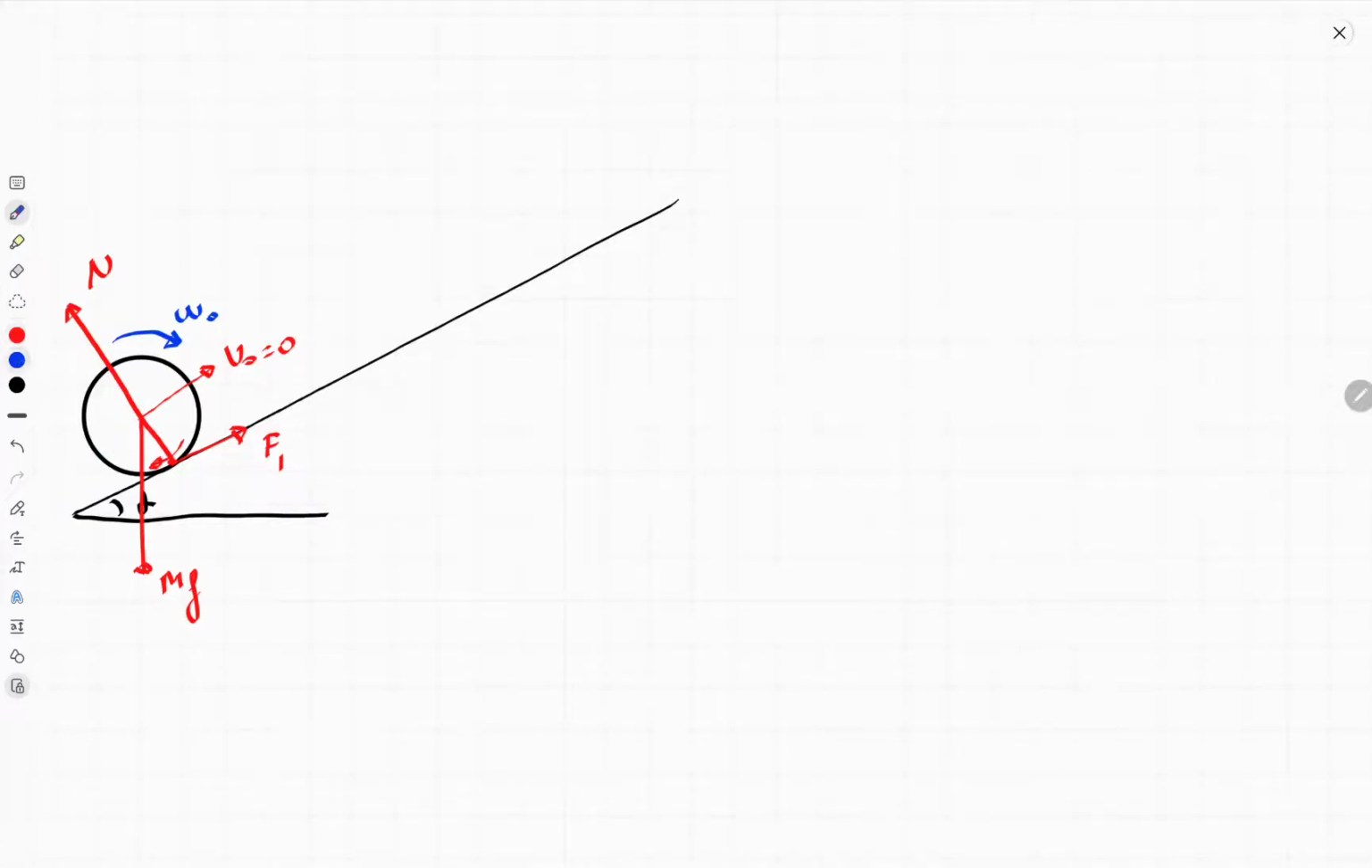So basically we can write Newton's second law. Upward we have the friction force, downward we have mg sine alpha. That's why it will accelerate upward. This is the direction of the acceleration. Let's call it a1.